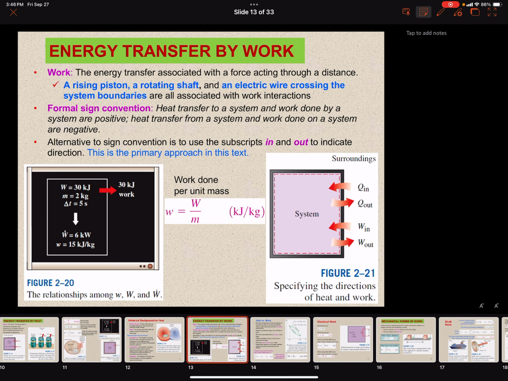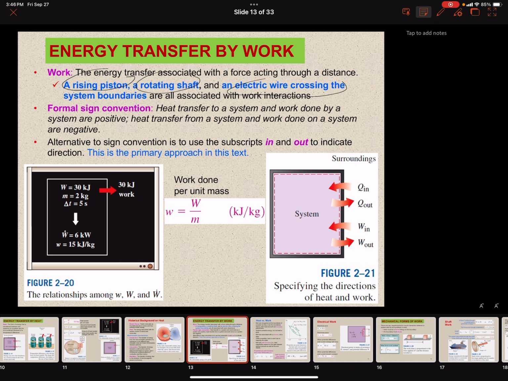In this slide, we will talk about energy transfer by work. Work is the energy transfer associated with a force acting through a distance, like raising a piston, a rotating shaft, and electrical current crossing the system boundary, which are all associated with work interaction.